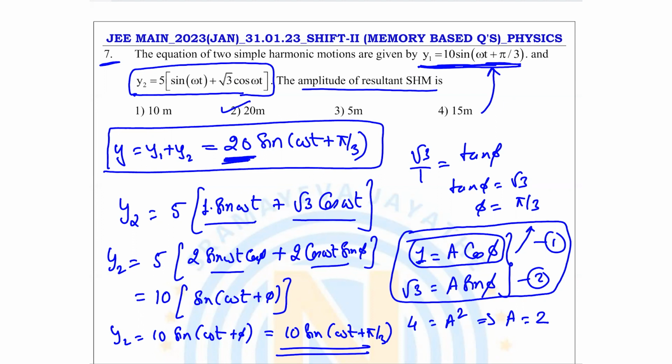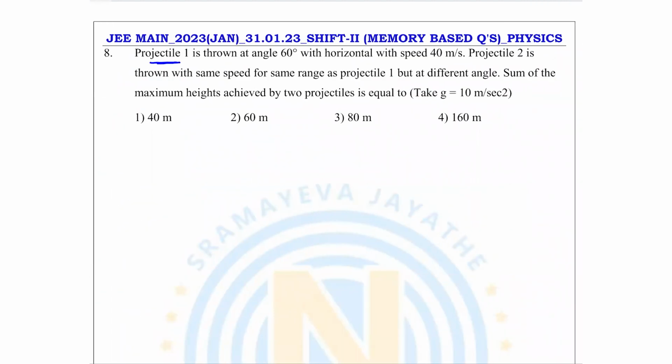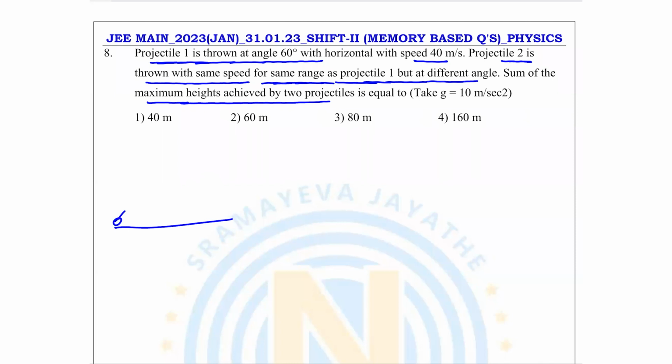Okay, let's move on to the next question. So we have a projectile which is thrown at 60 degree with the horizontal at a speed 40. Projectile 2 is thrown with the same speed for same range, but at different angles. We want to find the sum of the height. So both are projected with same speed of 40 meter per second. Let's call this speed as u and theta.